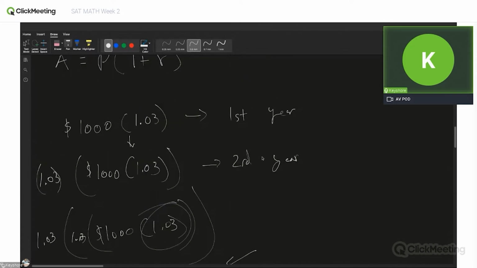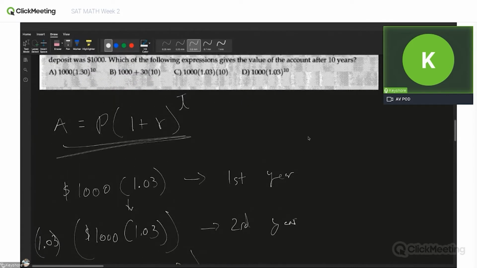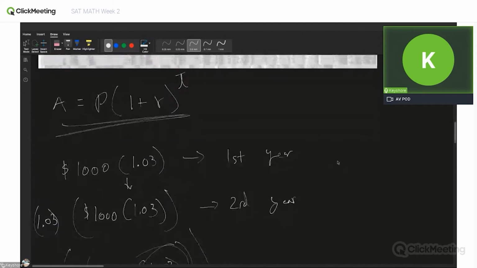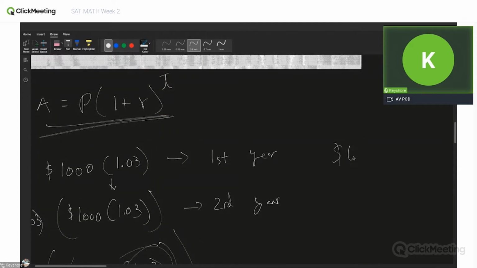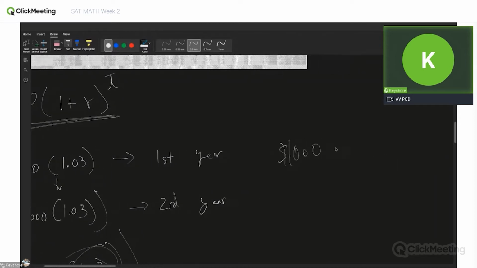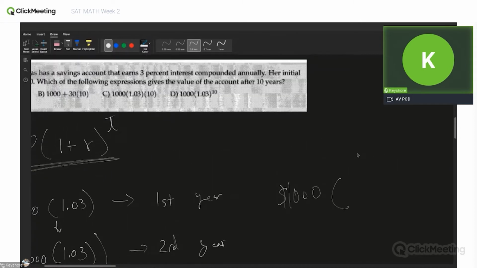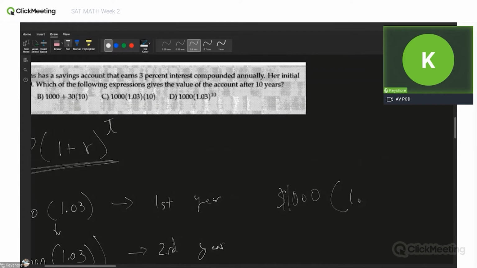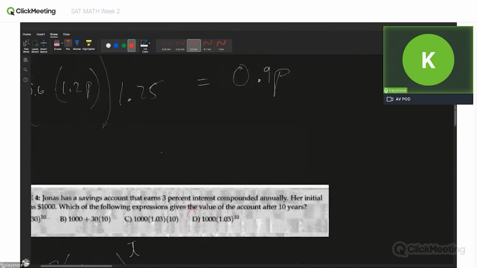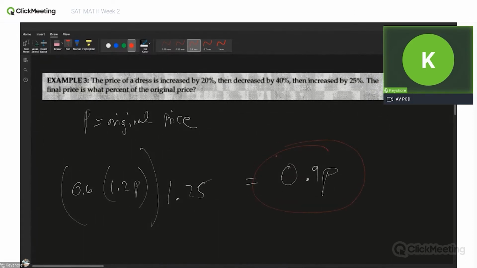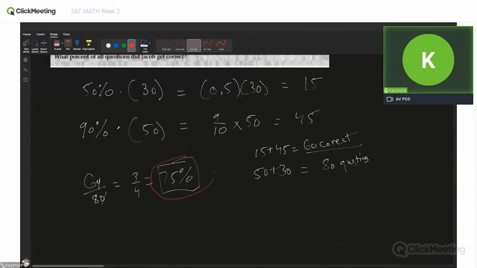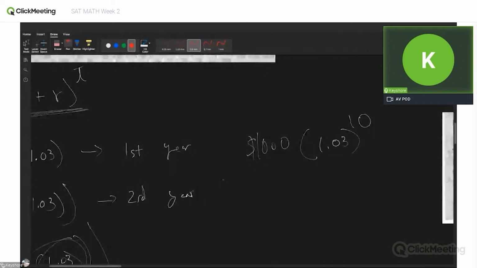So this is where the equation comes in. After 10 years, it's simply 1,000 multiplied by 1 plus r. r in our case is 0.03, so 1.03 to the power of 10. And so the correct answer is D. This is the correct answer for this one. Okay, so hopefully that makes sense. Does that kind of make sense?